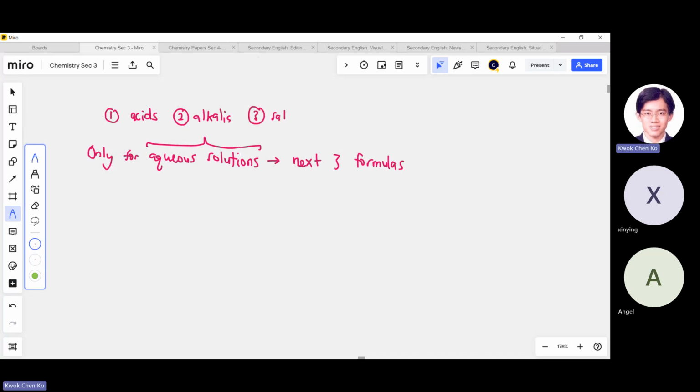Salt solutions, provided the salt is soluble. Hopefully you still remember your solubility rules. These 3 are the common ones that you see in your questions. Occasionally, you see the 4th one. These are quite unusual, but they can come: organic substances in water.